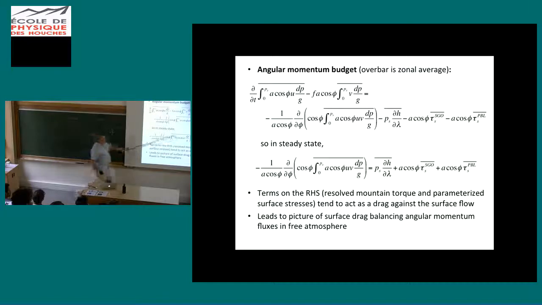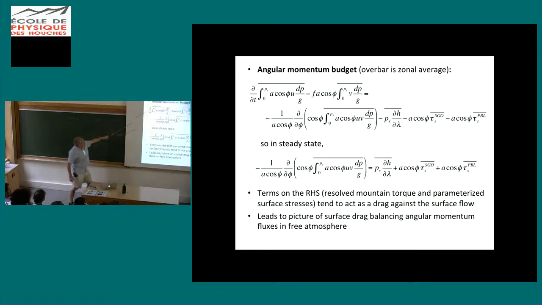And then you have terms that in a model would be parametrized. This is the subgrid orography, and so there's a surface stress connected with the subgrid orography, and there's a surface stress connected with the planetary boundary layer. So you can maybe ignore this if you want to think about it. This is the classic surface friction, and then there's also this mountain torque term.